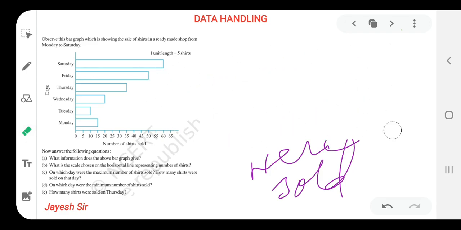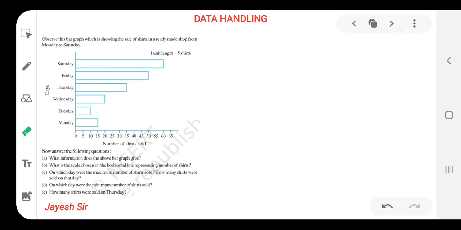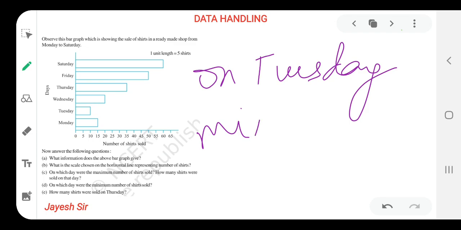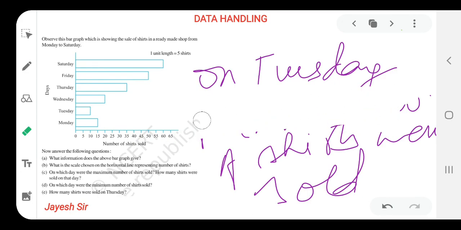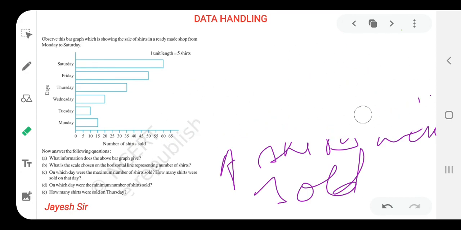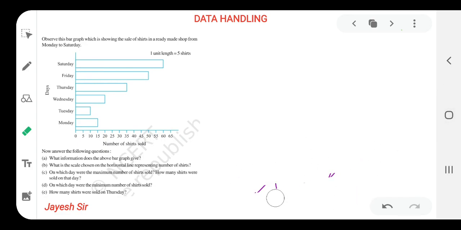So let us begin with the fourth sum based on this paragraph only. On which day were the minimum number of shirts sold? On Tuesday, the minimum number of shirts were sold. I am writing the answer. On Tuesday, minimum number of shirts were sold. Yes, friends, my writing is a bit dirty over here, so listen to it properly also. Our answer we can write directly also, on Tuesday. So Tuesday will also give you full marks, because here it has been asked on which day, so we can write only Tuesday.